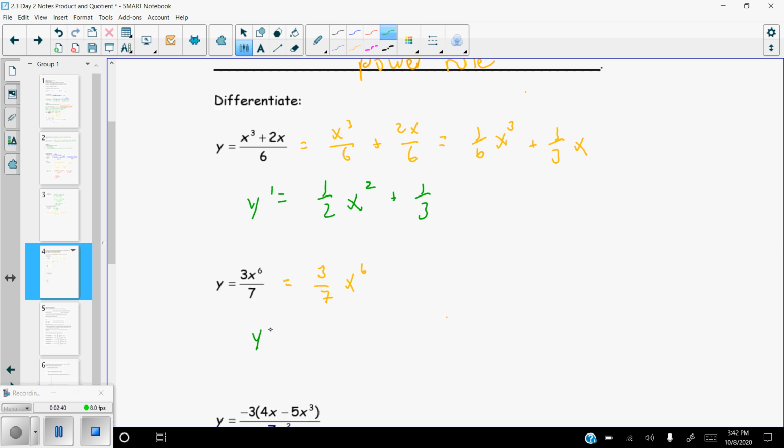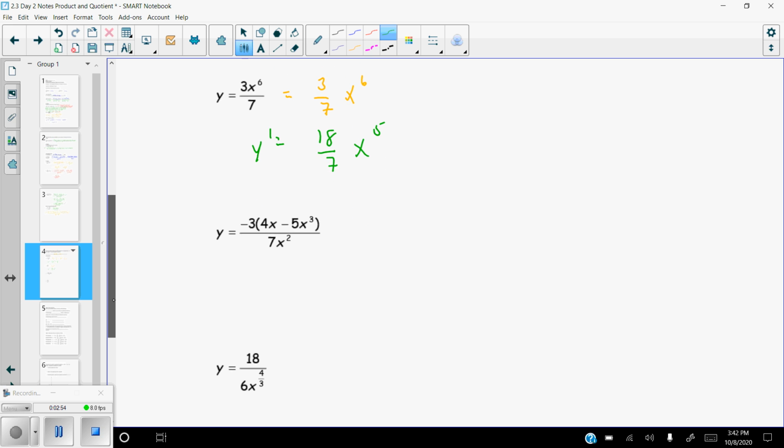So y prime, bring the 6 out to the front and multiply it. So 3 times 6 is 18. So 18/7 x to the 5th power now. Again, no need to do a quotient rule there. Biggest thing is going to be recognizing when you do and when you don't need to use a quotient rule.